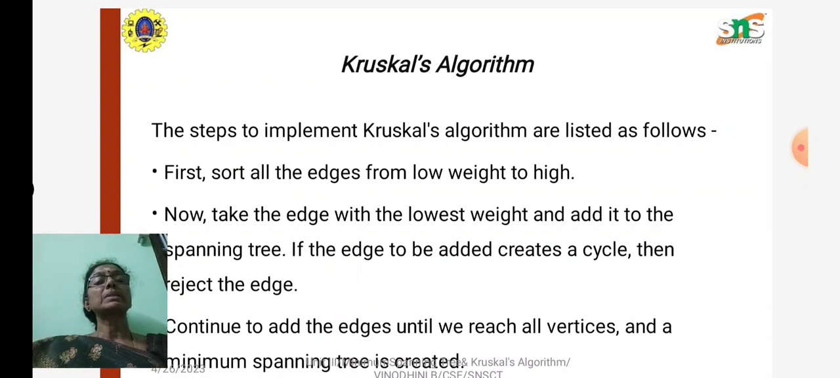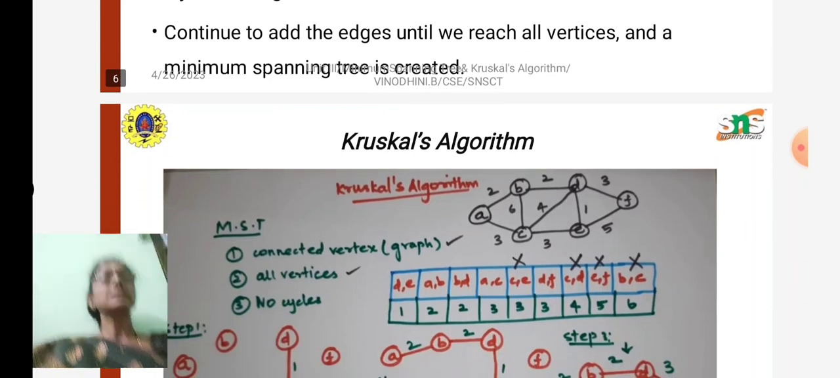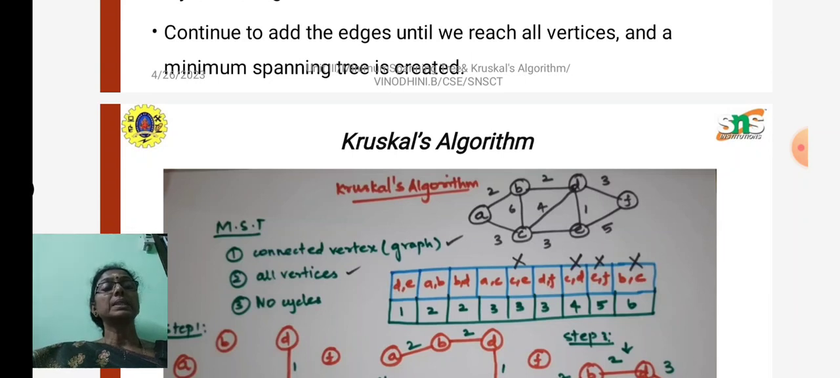So what is the first step? We should sort all the edges based upon the weight from low to high. For example, consider this graph. In that graph, first we have to sort all the edges from low to high. The first minimum is D to E with the distance 1. Next, we have two minimums: one is A to B, the other is B to D.